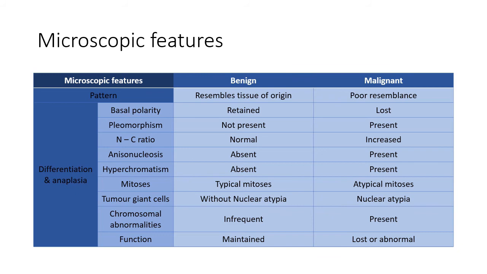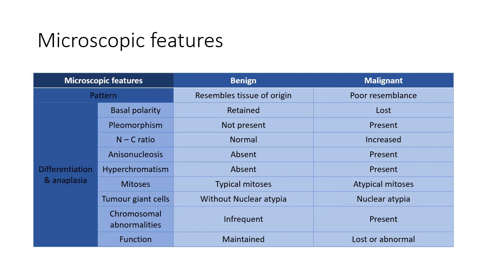But in malignant tumors, there is poor resemblance. There is no resemblance between the tissue of origin and the tumor. The next microscopic feature is differentiation and anaplasia.